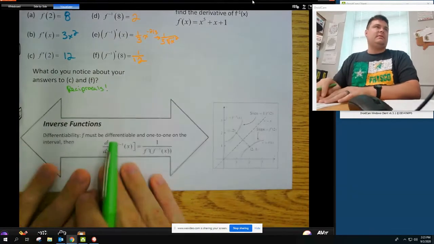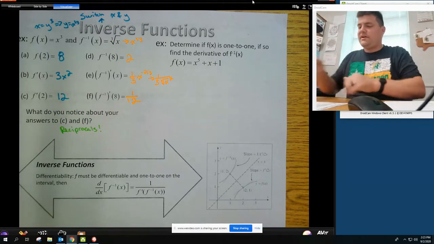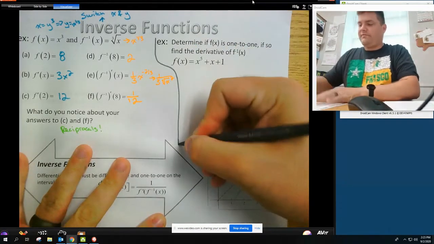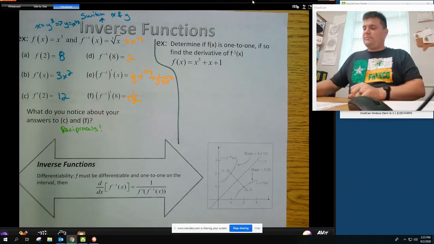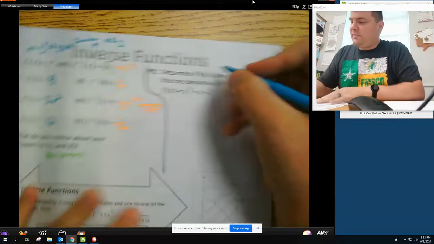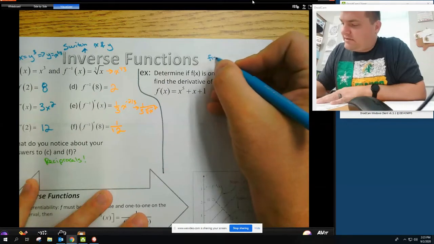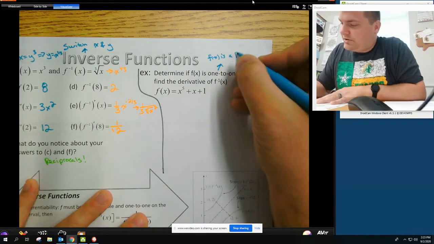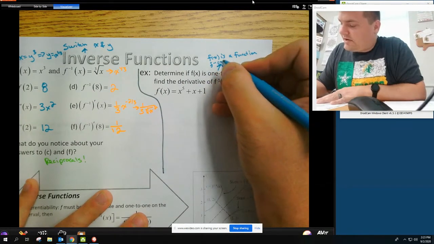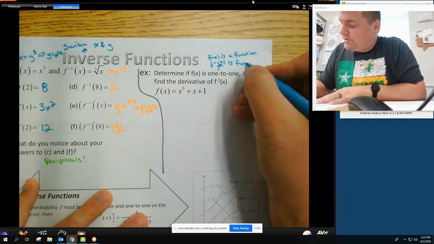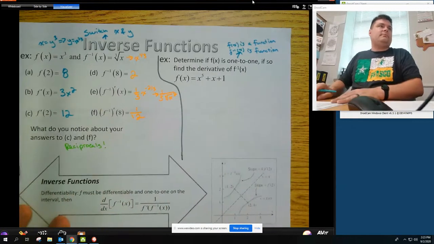Okay. So now let's do a little bit more discovery learning of finding the derivative of an inverse. This is a bit more of a complex one. So it says to determine if f of x is 1-to-1. Now, 1-to-1 means that f of x is a function, and the inverse, f to the negative 1, is a function. Okay? So that's what 1-to-1 means.